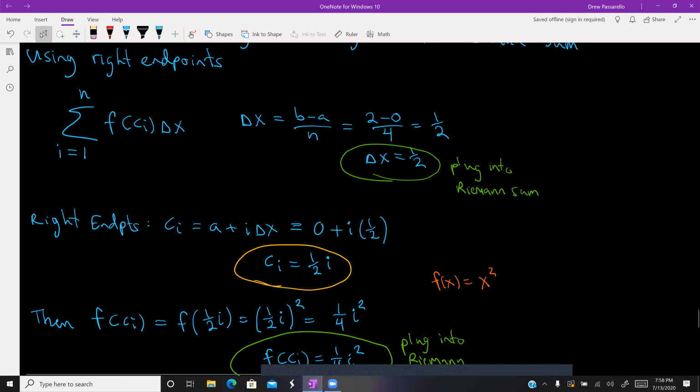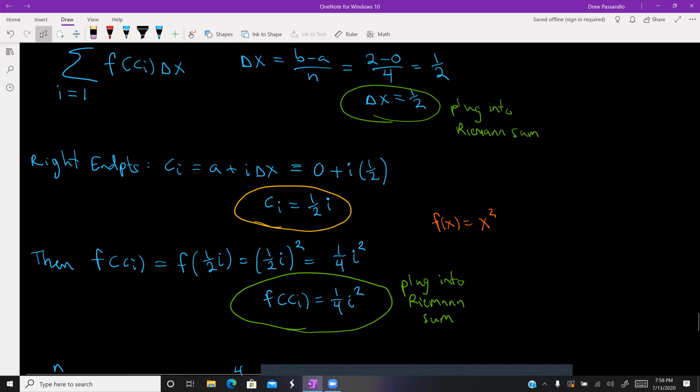So the Riemann sum has f of ci. Right now I know the ci part is 1/2 i. Now I need to find f of ci. Well, the function's x squared, so you just plug the value in for x into the function. So you plug 1/2 i in for x, and that becomes (1/2 i) squared. And then you square that, and that becomes 1/4 i squared. So I circled in green what we're going to plug into the Riemann sum formula. So the f of ci part, the heights of each rectangle, have the form 1/4 times i squared.